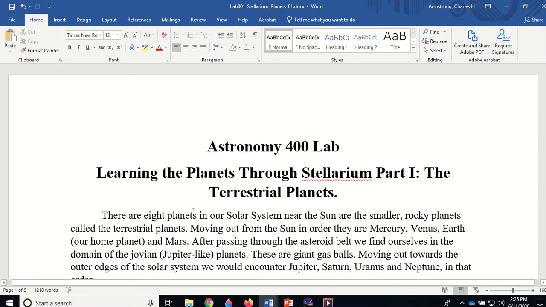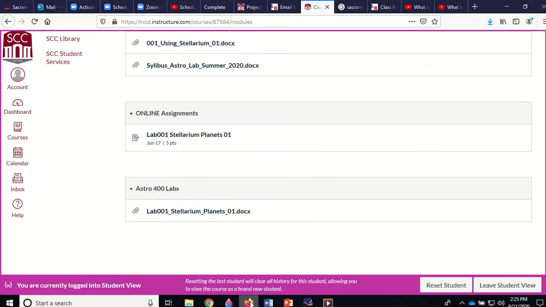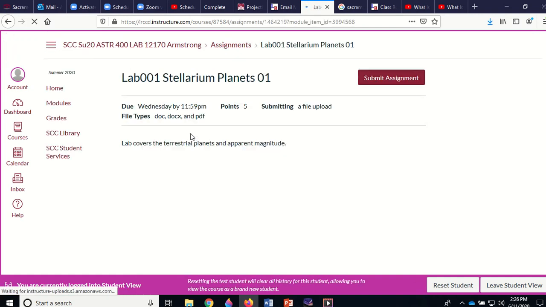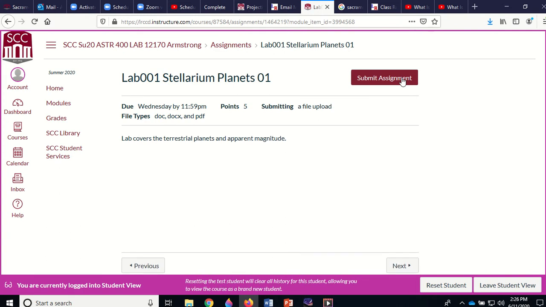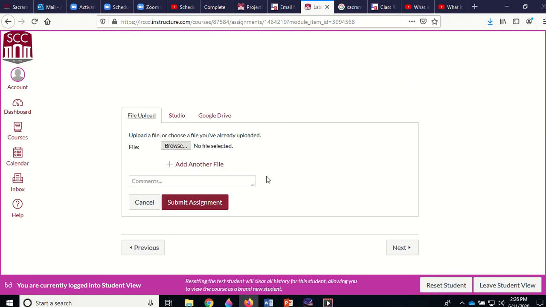And then when you're all done with it, you come up here, Online Assignment, and click on that. So this is the actual lab right here, Astro 400 Labs Online Assignments. This is where you turn them in. So you click on that, you're all done, Submit Assignment, and browse, and you want to turn it in either as a Word file or a PDF. Okay, so that takes care of that.